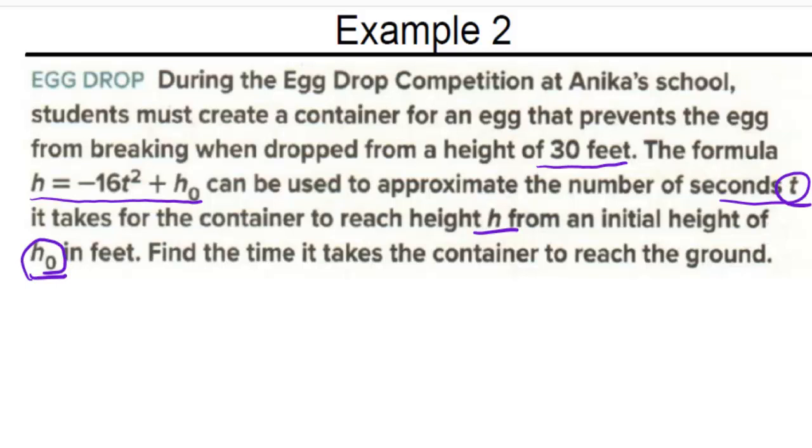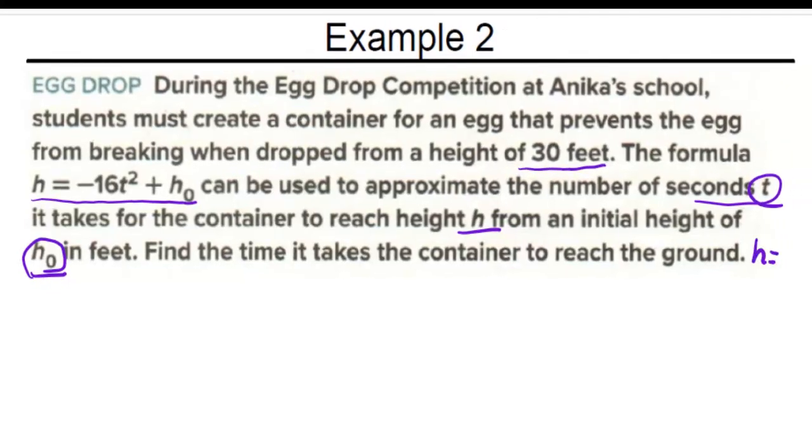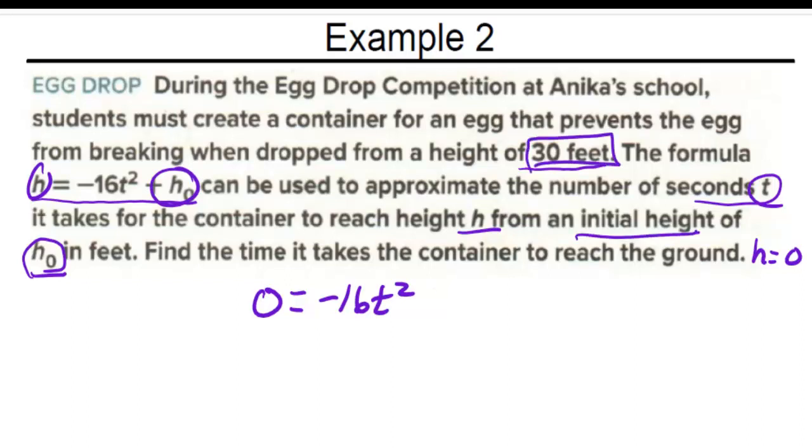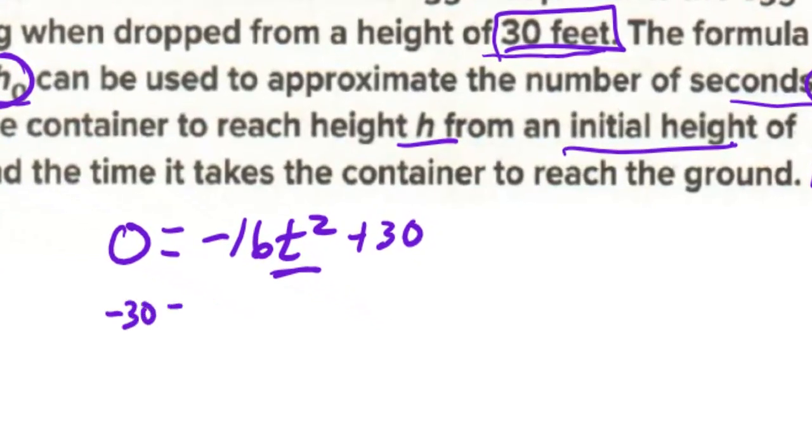So find the time it takes for the container to reach the ground. So when it reaches the ground, h is going to equal 0. So in place of this h, we're going to put 0. Negative 16t squared. Now h sub 0 is the initial height that they said. Well, the initial height was 30, so this is going to end up being plus 30. And now to solve this, we're going to isolate the second power. So we have to get rid of the 30 first. So we're going to subtract 30 from both sides. So negative 30 is going to equal negative 16t squared.